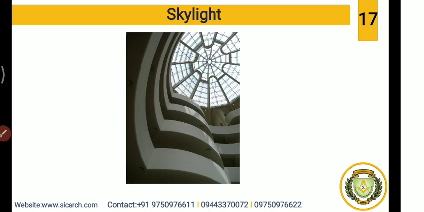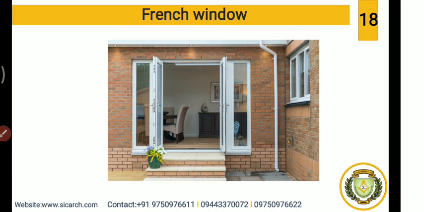Skylight. A skylight is given to any roof surface to get natural lighting from the sky. Next is the French window. Here we will have a window frame which is located from the lintel level to the plinth level. In normal windows, the windows are located between the lintel level and the sill level. Here the French windows will be located down to the plinth level.